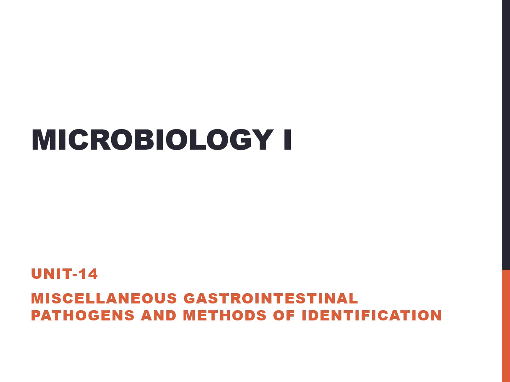This is Unit 14, where we talk about the miscellaneous gastrointestinal pathogens and methods to identify those types of pathogens. Today we're going to talk about things like Vibrio cholerae, Vibrio parahaemolyticus, Yersinia enterocolitica, Aeromonas, and all these fun organisms. So stay tuned for more in Unit 14. Here we go.